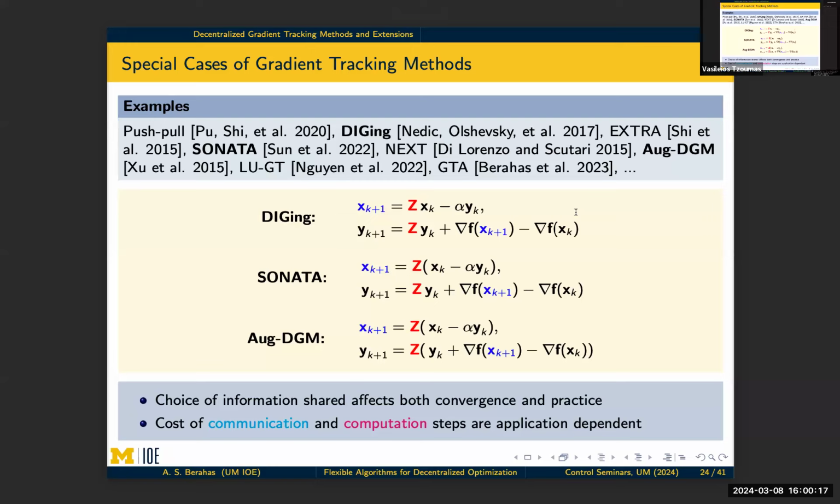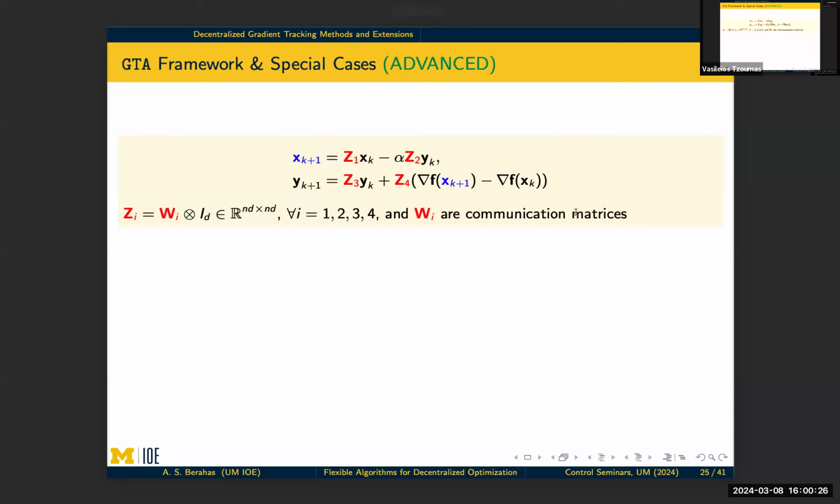The other thing is that the cost of communication and computation steps is application dependent, and there's nothing here that can help us balance between them. And so what we did, our first goal of this work was to say, we want algorithms of that form, and we want to analyze that beast.